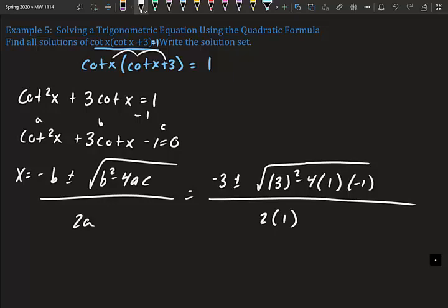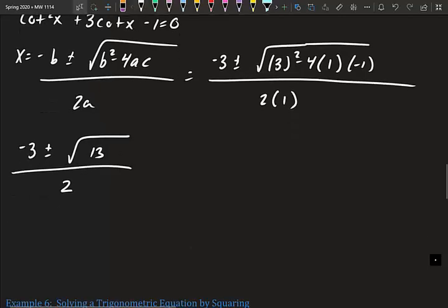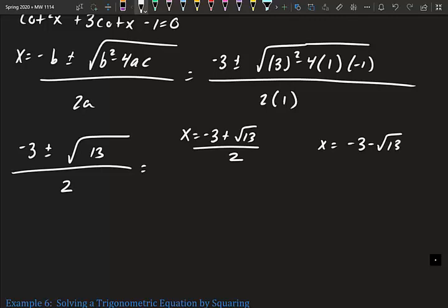Use your calculator. Your calculator can do all of this. I'll still show you step by step though. So we have -3 plus or minus the square root of 9 plus 4, which is 13, all over 2. So we technically have two values. We have x equals -3 plus square root of 13 over 2. And then we have x equals -3 minus the square root of 13 over 2.